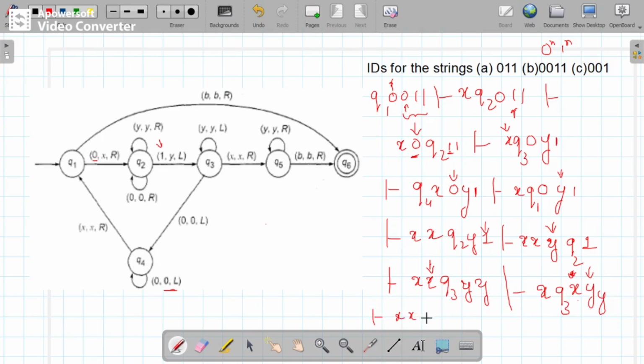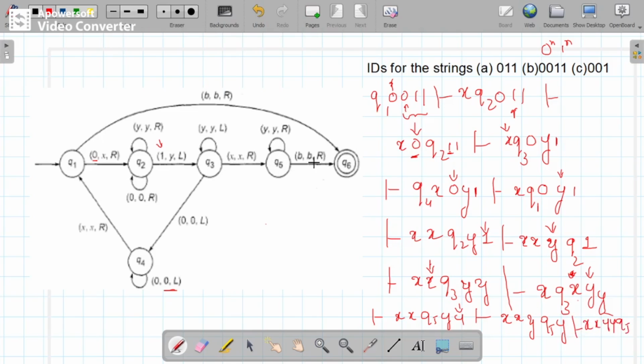So x, q5 on y, y. So next, q5 on y, no replacement on the character, just it is taking a right move, so it will come here. So x, but q5 on y goes to where? So xx y q5 y, q5 on y goes to where? q5 on y goes to q5 itself. So this also xx y q5.